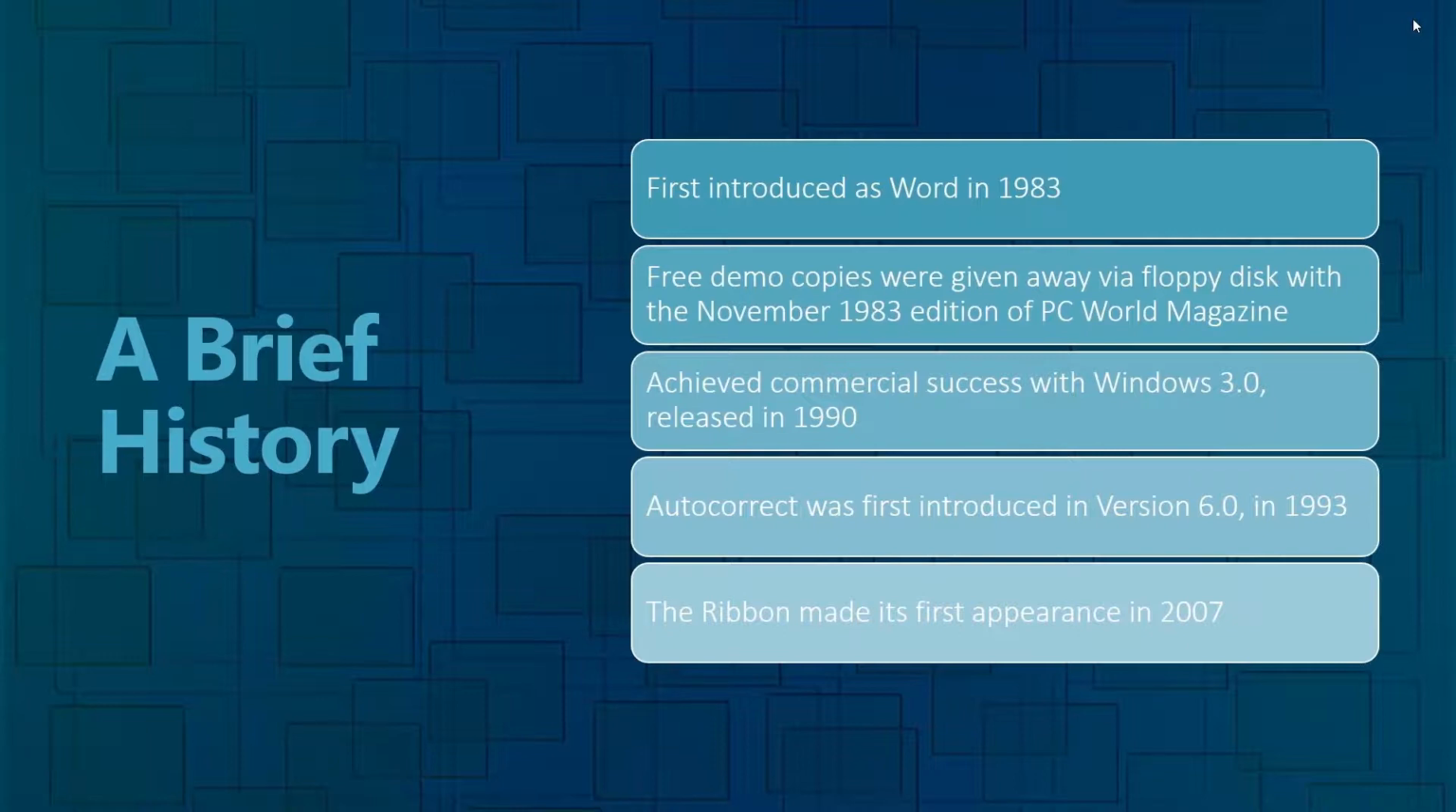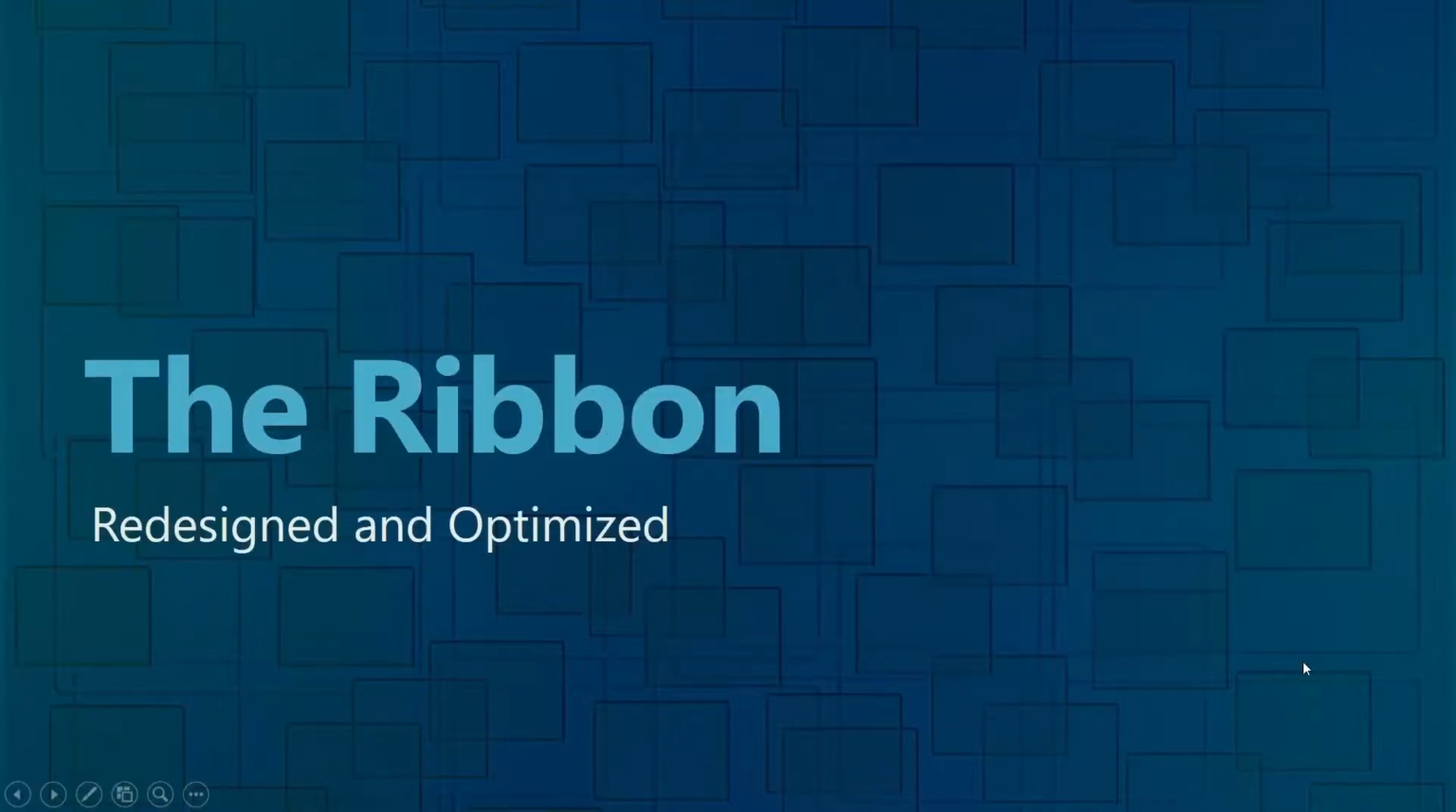And then the ribbon, which was sort of a stylistic revolution for Microsoft Word, first made its appearance in 2007. So we're going to go ahead and start the presentation there with the ribbon.